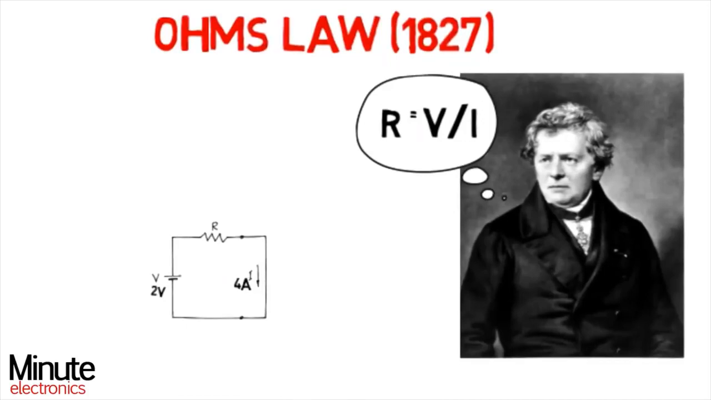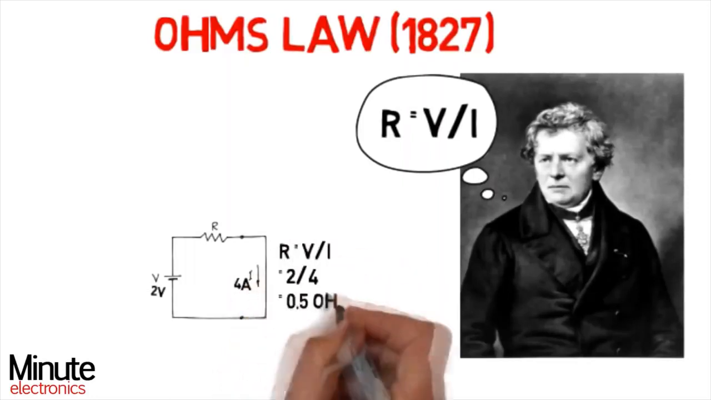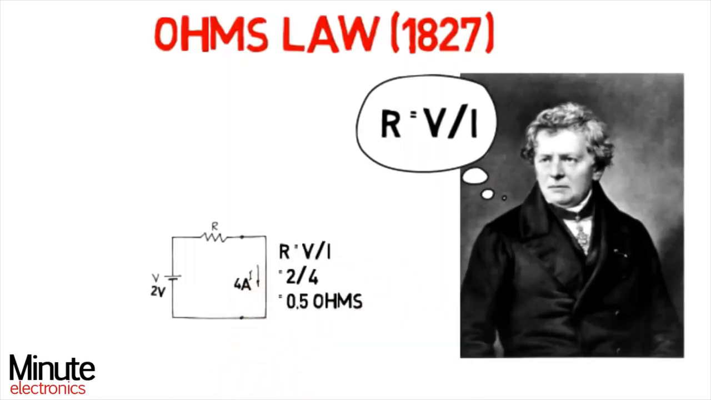If voltage is equal to 2 volts and current is equal to 4 amperes, then what should be the resistance of the resistor? Simple. Resistance is given by voltage upon current, therefore 2 by 4, that is 0.5 ohms.